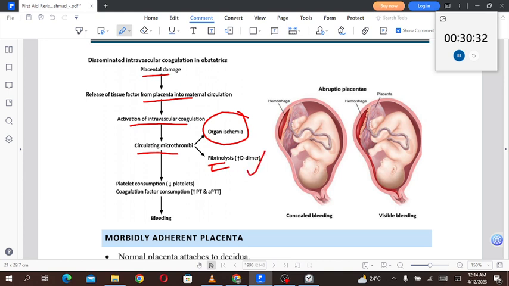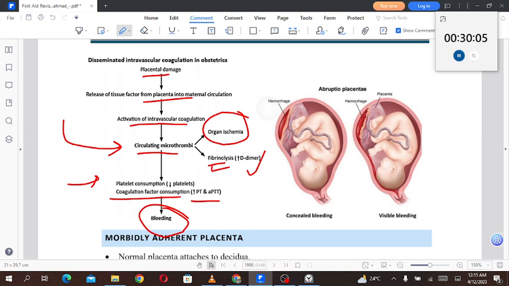Then, since there is a lot of unnecessary thrombi formation, that leads to platelet consumption, and there will be thrombocytopenia, and coagulation factor consumption that leads to increased levels of PT and APTT. PT is for the extrinsic pathway, and APTT is basically the diagnostic point for the depletion of the factors of the intrinsic pathway, and all of that leads to bleeding. So there will be simultaneous bleeding and thrombosis in the case of disseminated intravascular coagulation. We have discussed that in the hematology and oncology sections.